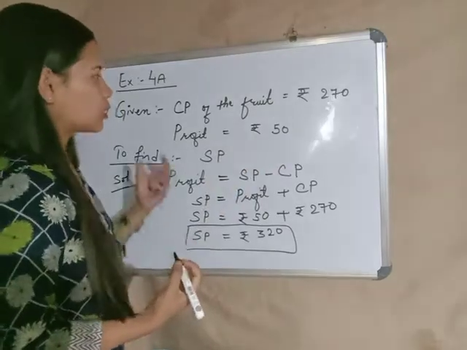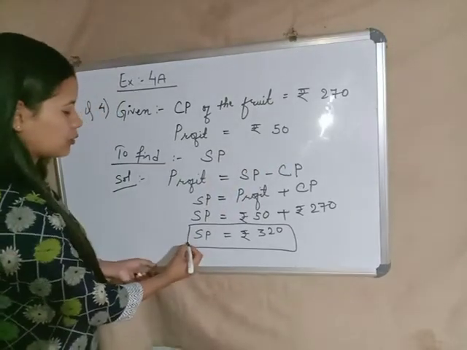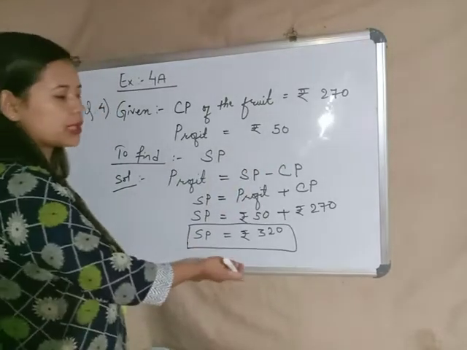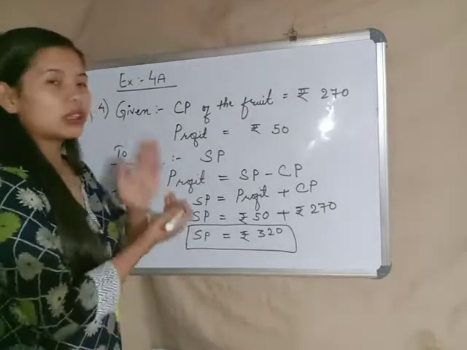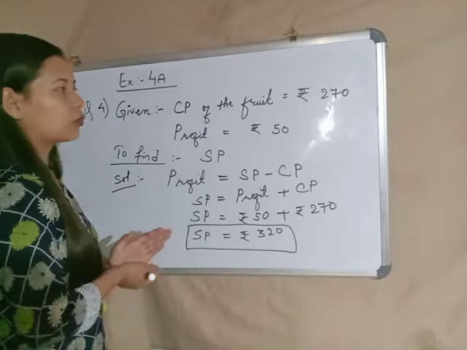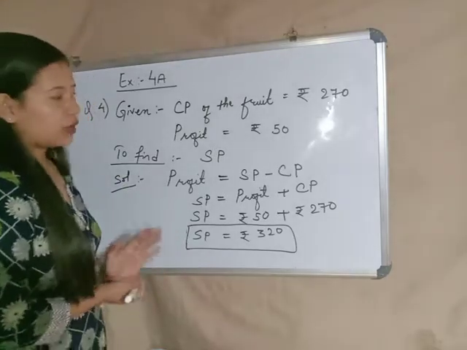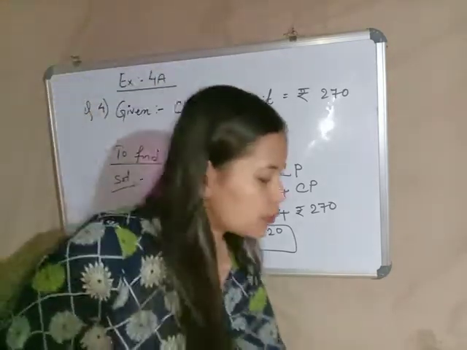So this is what we need to find out. We need to figure out what is the selling price, and we have done that. It's pretty simple. You just need to figure out what are the things given from the question and what is to be found out. If you can do that, then you can easily do all the problems.